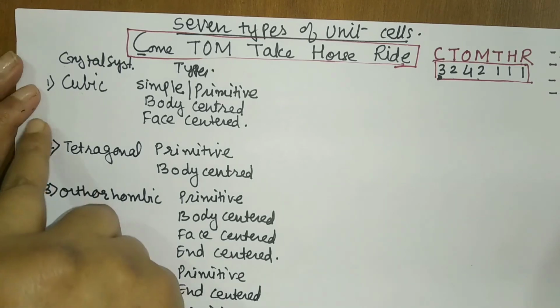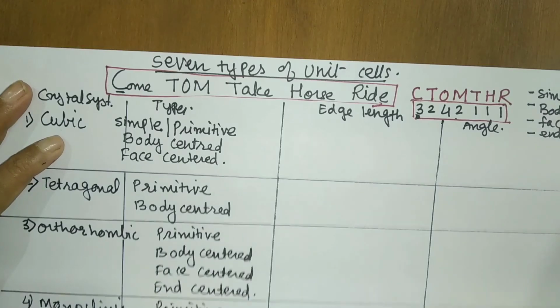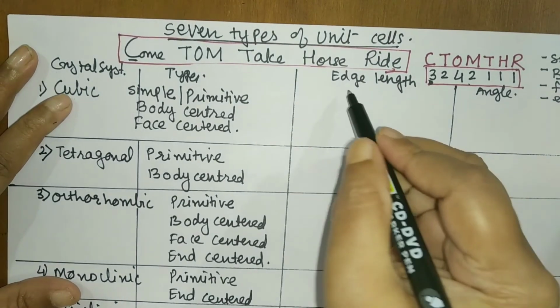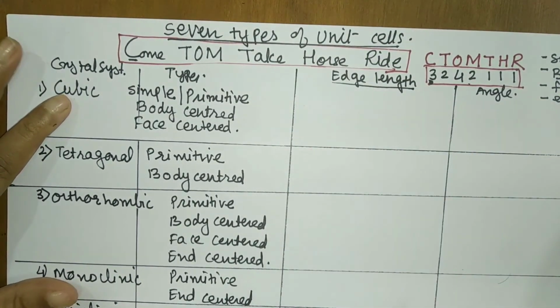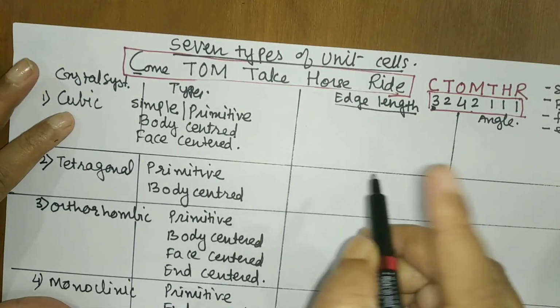So let me just mark the lines here so that it becomes easy. Now I have marked the lines. Now let us come to the edge lengths. For edge lengths, you know students, how do we denote edge lengths? We use A, B and C.